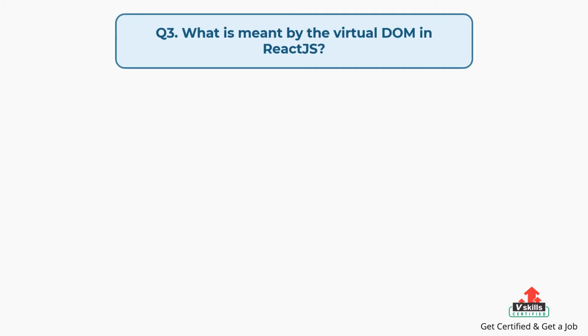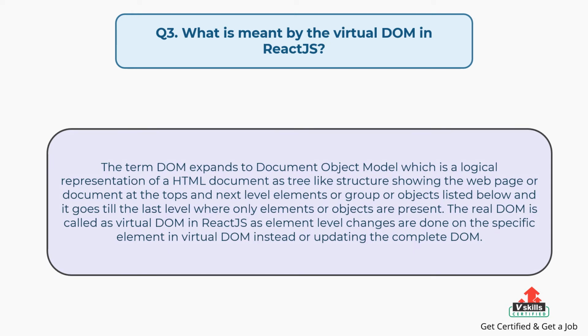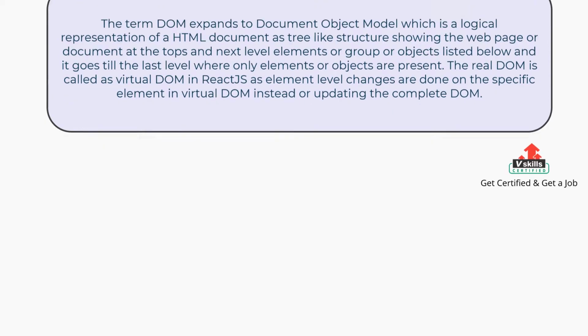Question number 3. What is meant by the virtual DOM in ReactJS? The answer is, the term DOM expands to document object model, which is a logical representation of HTML document as tree-like structure showing the web page or document at the top and next level elements or group or objects listed below, and it goes till the last level where only elements or objects are present. The real DOM is called as virtual DOM in ReactJS as element level changes are done on the specific element in virtual DOM instead of updating the complete DOM.